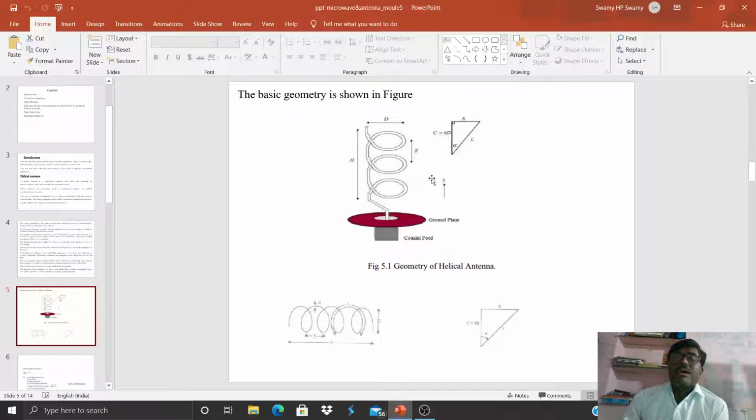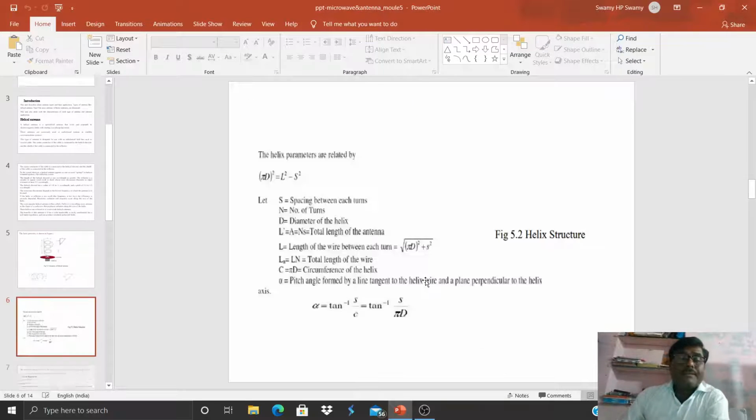This makes a right angle triangle, where the opposite side is used as the length, the base is used as C equal to pi D, and the hypotenuse is used as S. The other end of the helical antenna is connected to the shield, which is connected with the coaxial feed wire. So this is the geometry of the helical antenna.